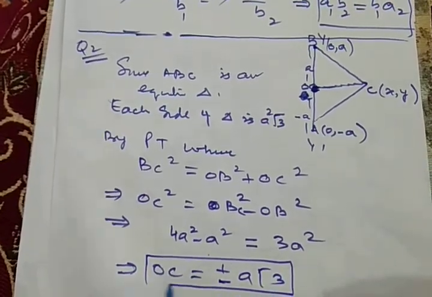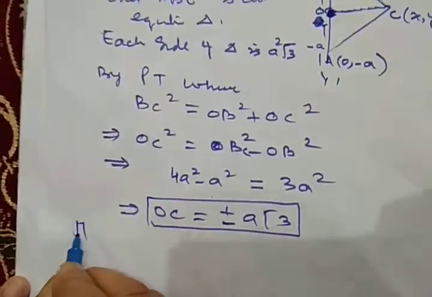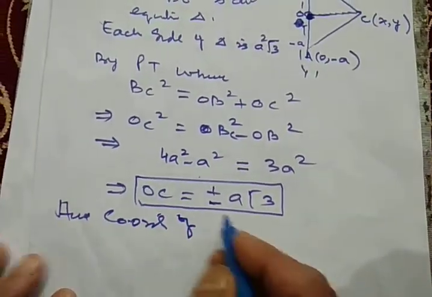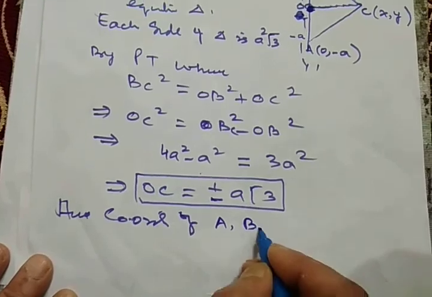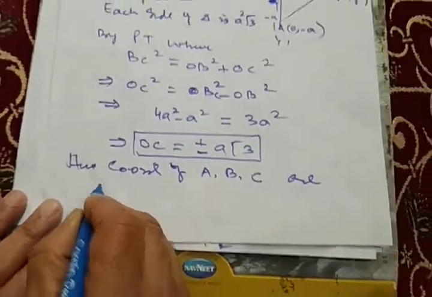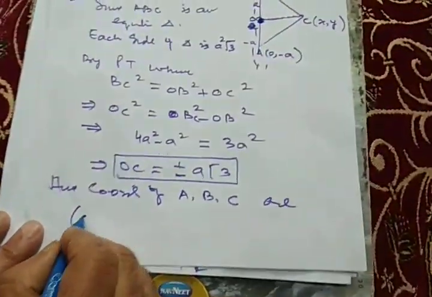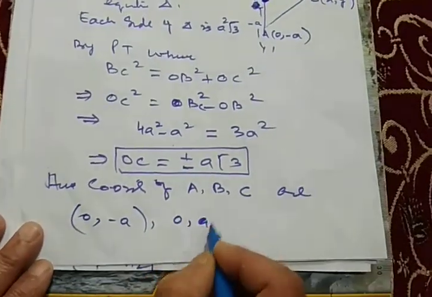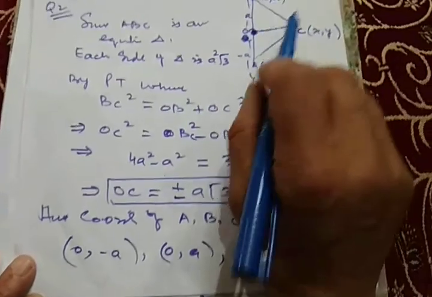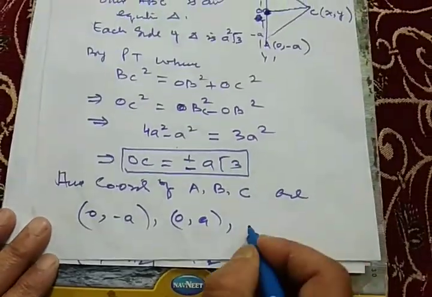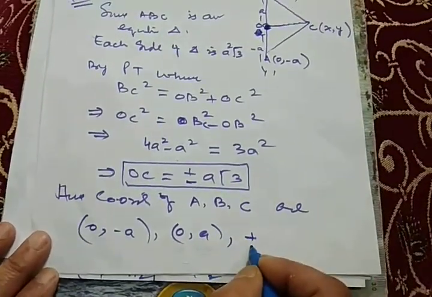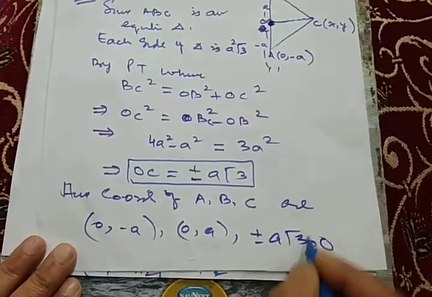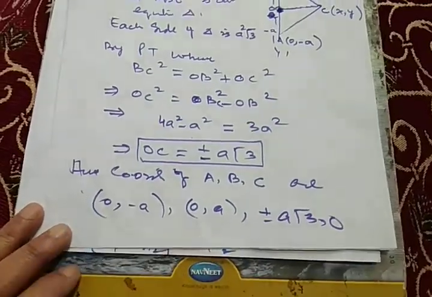Now therefore we can say that hence the coordinates of A, B, C are, A is easy, A is 0 and minus A, B is 0 and A, and C lies on the x-axis, so its y coordinate will be 0, the third coordinate is plus or minus A root 3 comma 0. So these are the coordinates of the triangle.